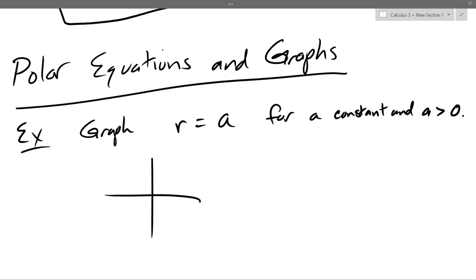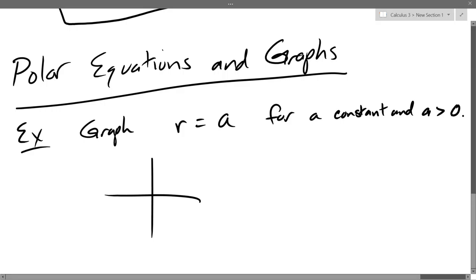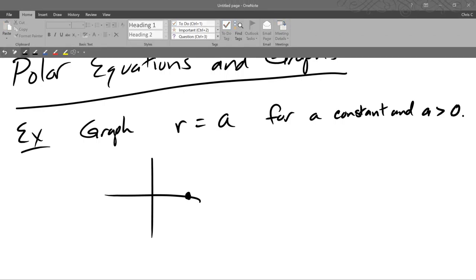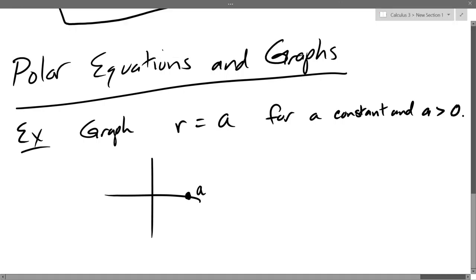It doesn't say anything about theta. So theta could be anything. It could be 0, a positive number, a negative number, any number. So our radius is always the same. If theta is 0, we'll get this point over here, which is go over a, whatever number a is. If theta is pi over 2, we'll be up here. The radius, r, is still a. And in between, as theta increases, the radius needs to stay the number a. So this is going to trace out a circle right here.